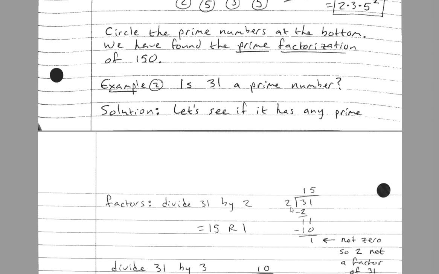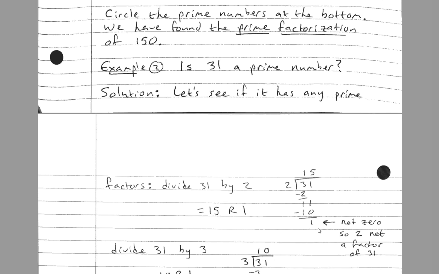Okay, so this is going back to our division. So 2 goes into 31 15 times, remainder 1. Okay, so 2 is not a factor of 31. It doesn't divide in evenly. There's a remainder. Okay, so 2 is not a factor. And that was clear already. 31 is definitely an odd number.